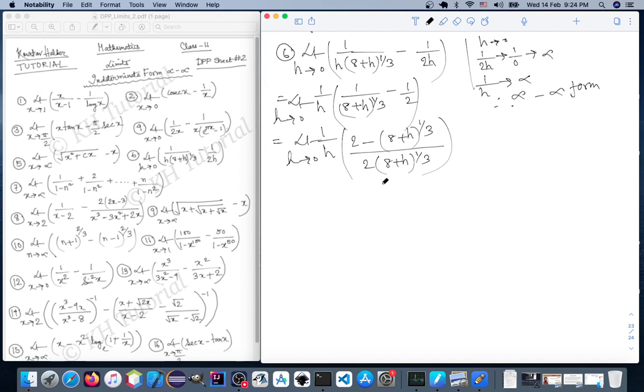We have 1 by h, that is the problem, and in the numerator we have 2 minus 8 plus h to the power 1 by 3, that is the problem. In the denominator, twice of 2 into 8 plus h to the power 1 by 3 is not a problem. So we can write this as 8 to the power 1 by 3 minus 8 plus h to the power 1 by 3.